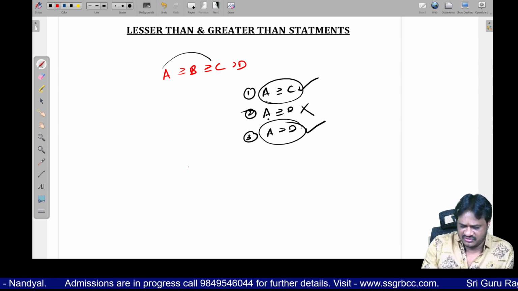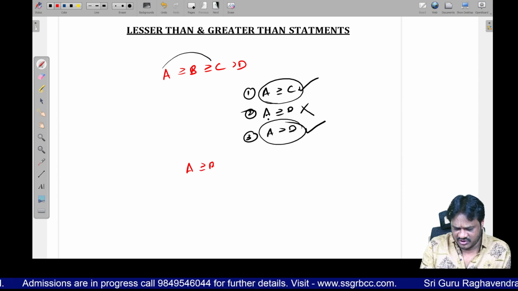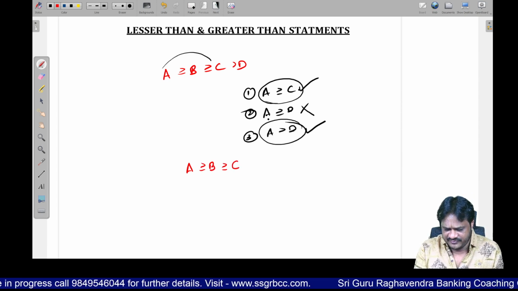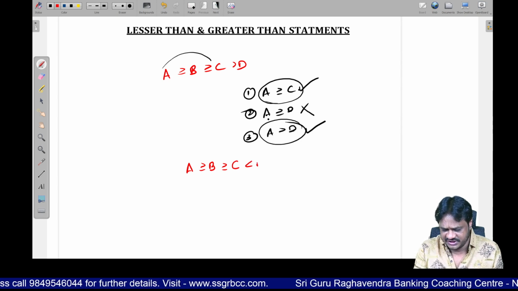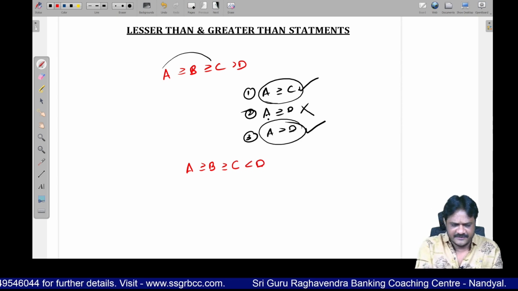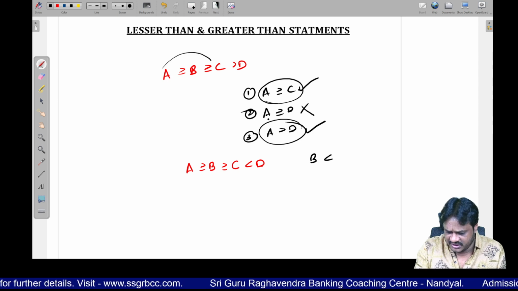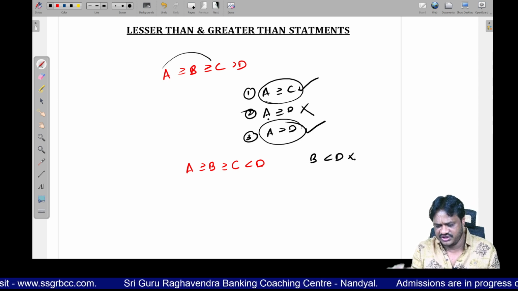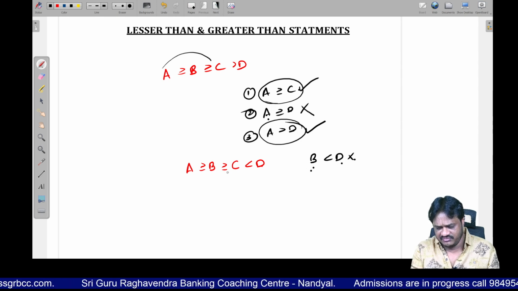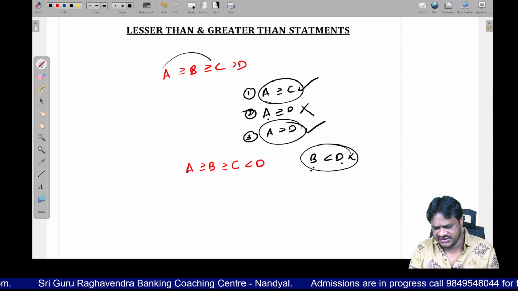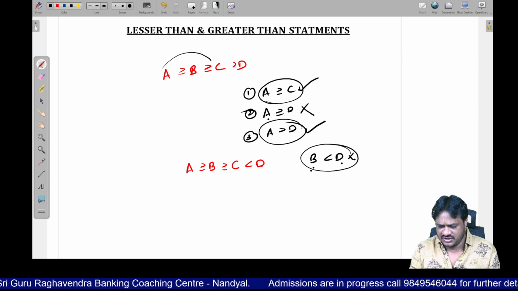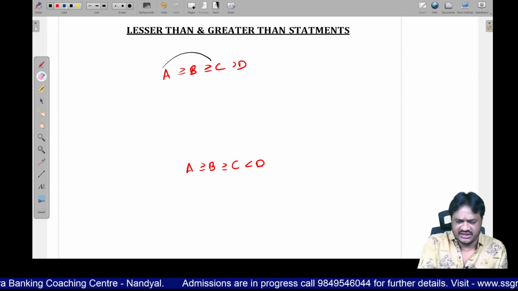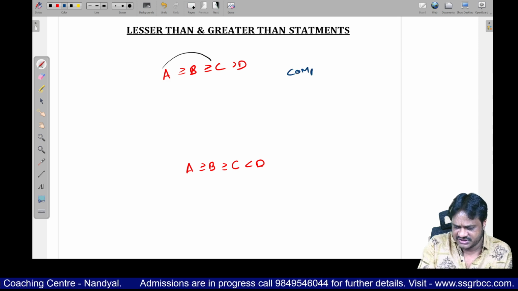One more small example. A greater than or equal to B, B greater than or equal to C, C less than D. Now here, if I write B less than D, it does not follow. Why? Because from B to D there is no common symbol, hence B less than D does not follow. Now, there is one thing called a complementary pair in greater than, lesser than. This is called a complementary pair.